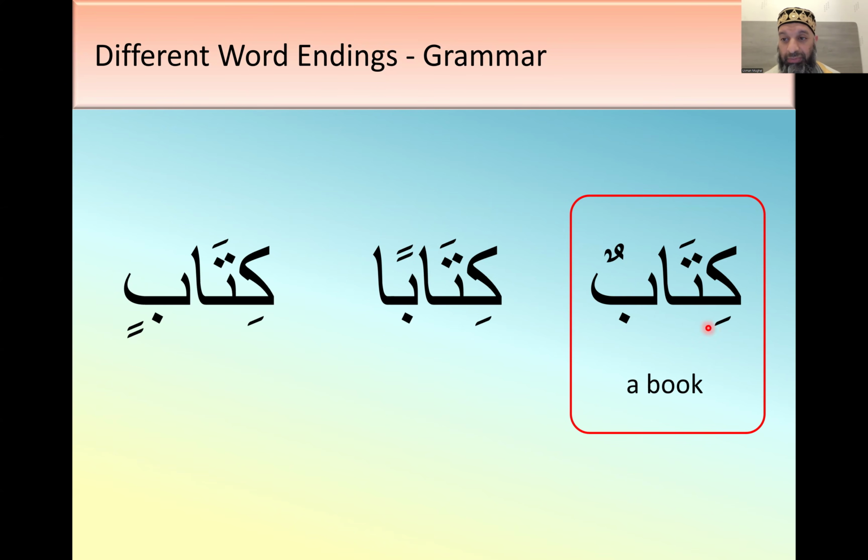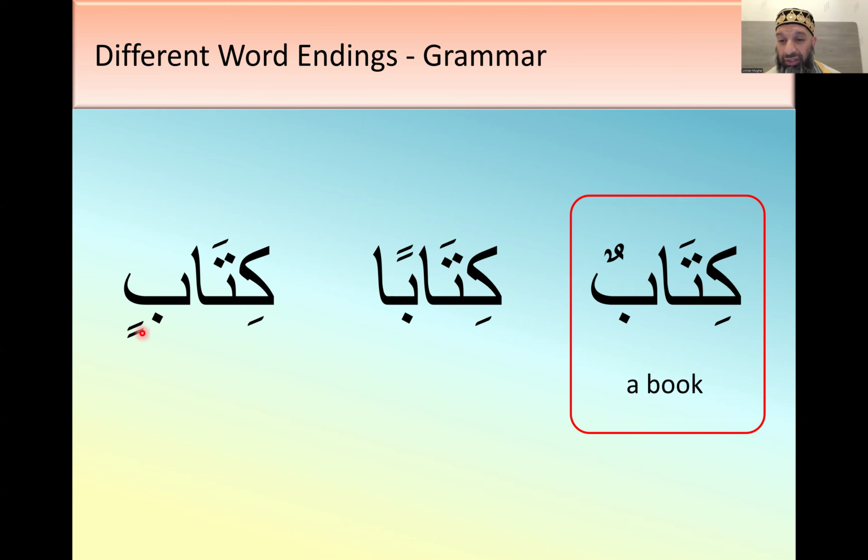Kitabun. This means a book. You may see it written as kitaban. You may see it written as kitabin. This ending, how the word ends, is the grammar part. When we talk about grammar, we're talking about how the word is ending. Sometimes kitabun will be written kitaban. Sometimes it will be written kitabin.